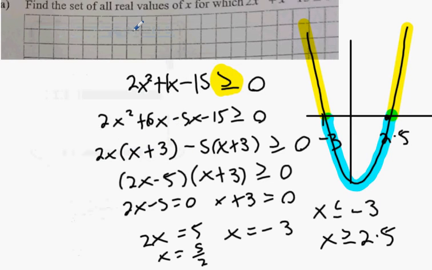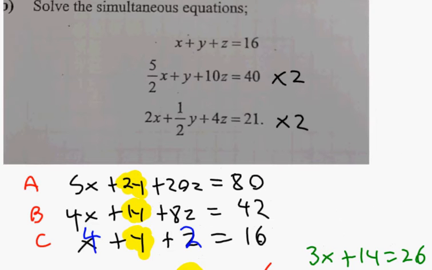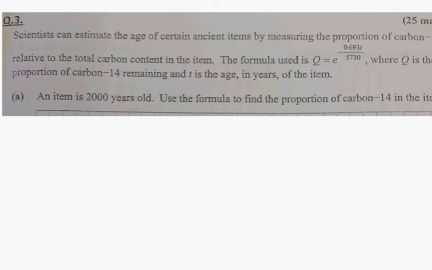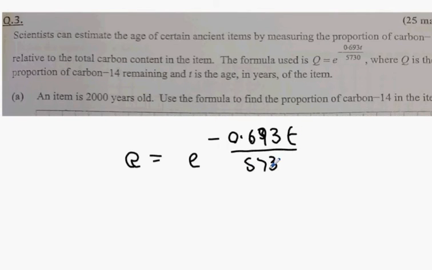Lucky enough we have another one of these as well. Is it question 3 next? Yes. Question 3, okay. Now lads, in question 3 we're given a formula. The formula is the amount of carbon is e to the power of minus 0.693 T over 5730. So guys, here's what's effectively happening.